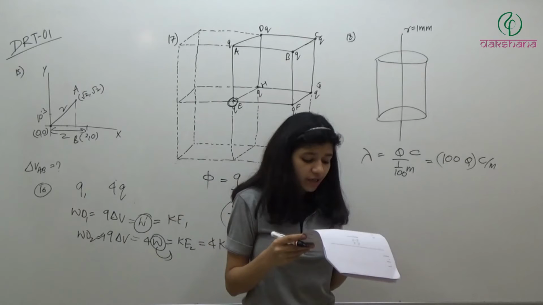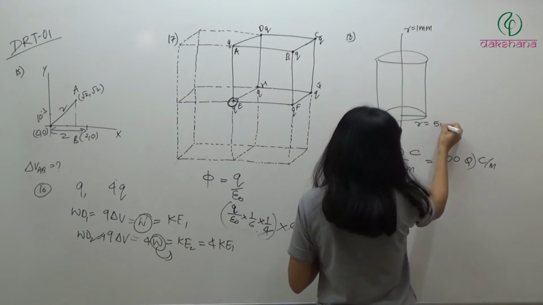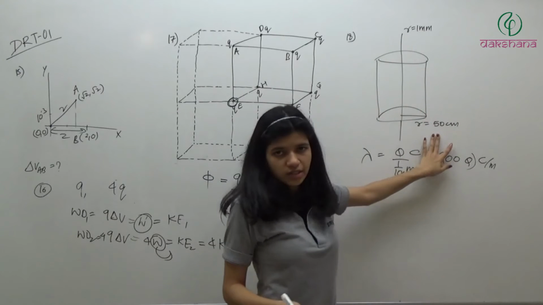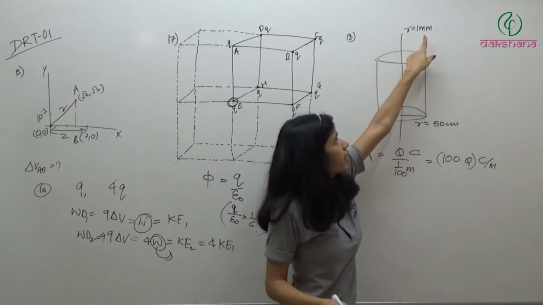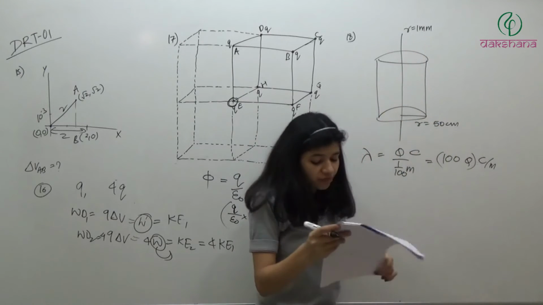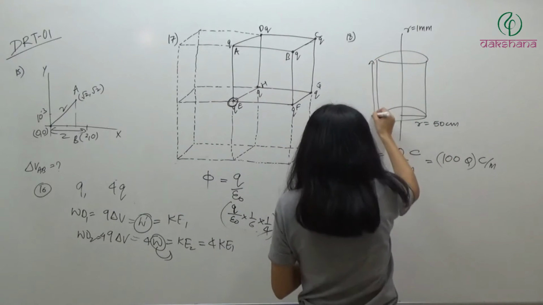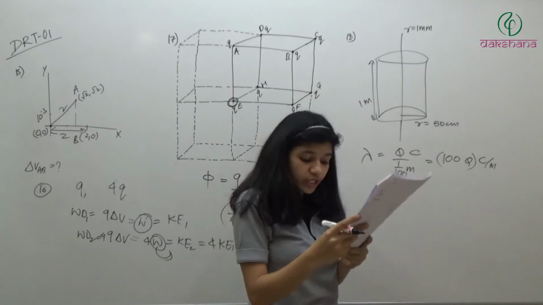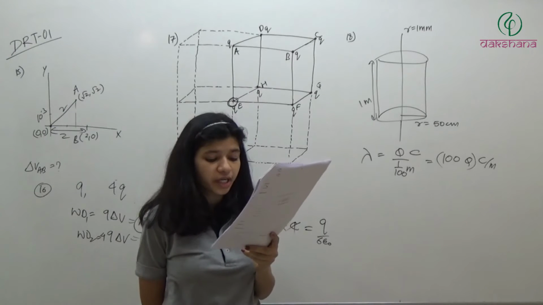Another cylindrical surface of radius 50 centimeter, so R is equal to 50 centimeter. Basically the wire is very thin with respect to this. It is a thin wire because its radius is 1 mm and the cylinder's radius is 50 centimeter, and the length of the cylinder is 1 meter. It symmetrically encloses the wire as shown in the figure. The total electric flux passing through the cylindrical surface is.